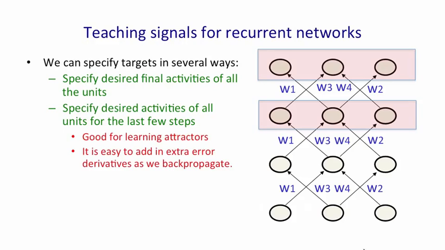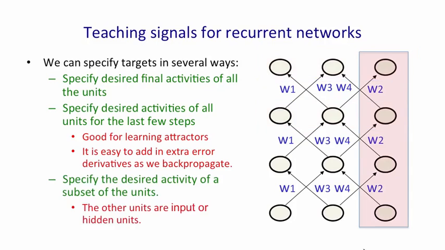And it's quite easy, as we back propagate, to add in derivatives that we get from each time step. So the back propagation starts at the top with the derivatives for the final time step, and then as we go back through the layer before the top, we add in the derivatives for that layer, and so on. So it's really very little extra effort to have derivatives at many different layers. Or we could specify the desired activity of a subset of units which we might think of as output units. And that's a very natural way to train a recurrent neural network that is meant to be providing a continuous output.